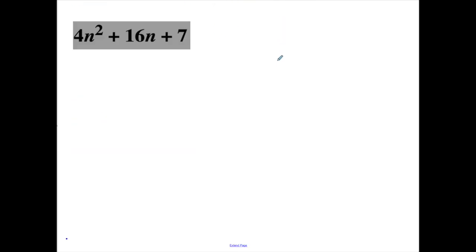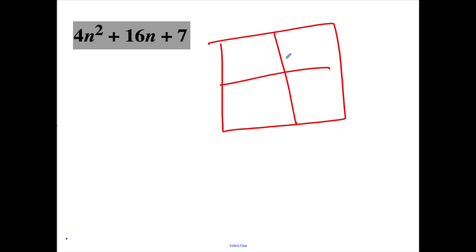Last, I'm going to throw at you a little bit more of a challenge here. Let's set this box up. So I've got 4n squared, and I've got my 7. Now the trick here is that for 4n squared, there are a couple ways to get 4, right? It could be 2 and 2 or 4 and 1. The good news is you need a 7 and a 1 to make 7. And they're both going to be positive because I've got a positive and a positive.